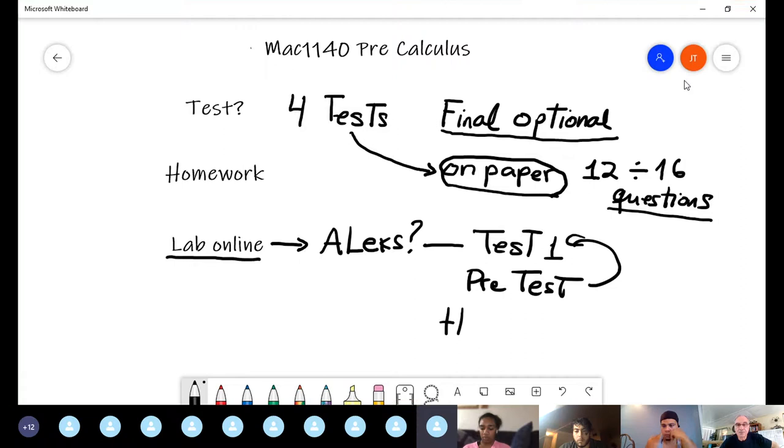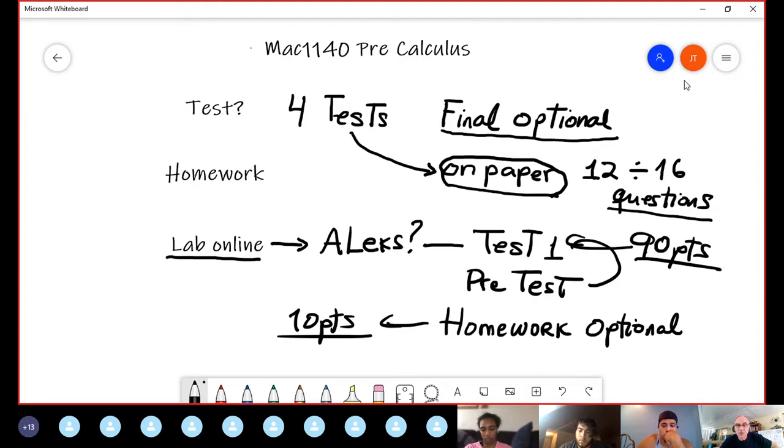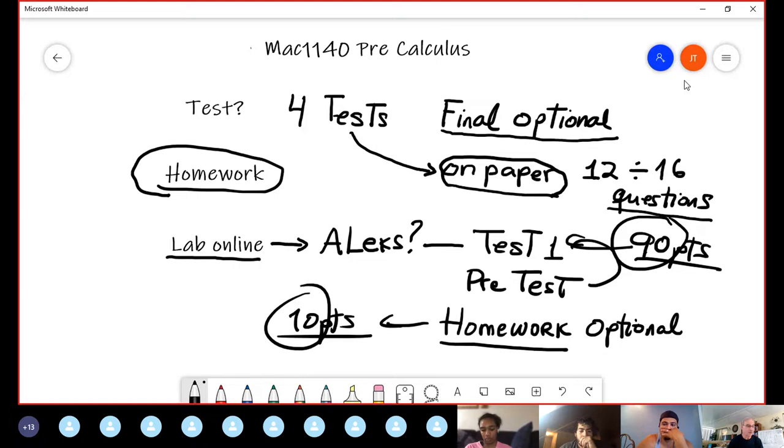Homework is optional, but the reward is 10 extra points. Suppose in the test you get 90 points because you failed two questions. Then 90 points plus 10, 100. Then homework is this one. Do you understand the idea very well? Okay, let me explain one more thing.